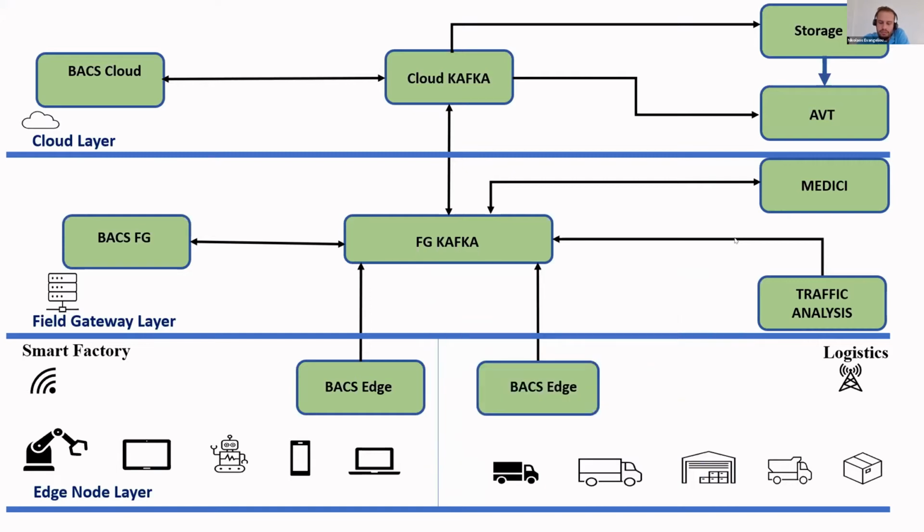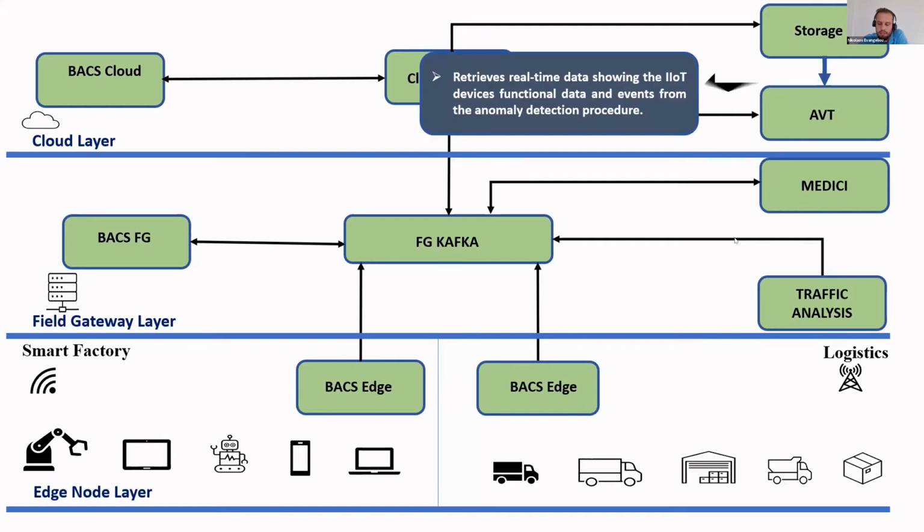Finally, data streams are fed to the topmost cloud layer, where we will perform anomaly detection for the complete IoT ecosystem using data aggregated and offloaded from the field gateways. The data streams and the detected anomalies will be saved in the storage and then used by the AVT, the visualization toolkit, that exposes the monitoring and the event detection related information to the end user, as you can see here.